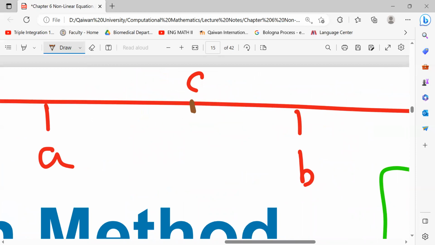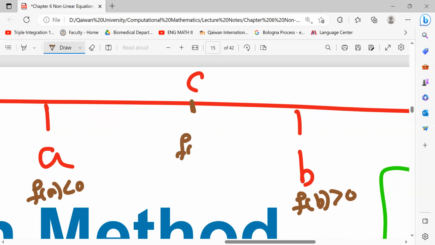We either take this interval or this one. We only take one of these intervals. Look, we said f of a is less than 0, f of b is greater than 0. We look at f of c. If it is 0, c is the solution, so we have no more steps. But if it's not 0, it's either positive or negative.